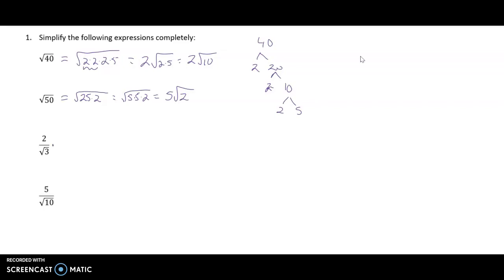Next one, we have to rationalize this. In order to rationalize a fraction, we multiply it by the root in the bottom on both the top and the bottom. So I multiply by root 3 over 3. Why can I do that? Because it's a form of 1.